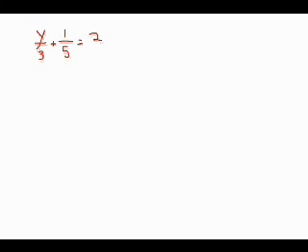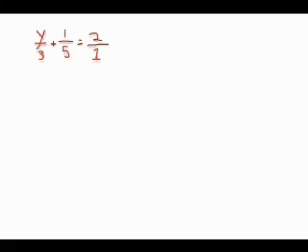Now, you'll notice right off the bat here that on the right-hand side, we just have 2. That's not written as a fraction yet, but we need all of the terms to have a common denominator. So in other words, we need to write 2 as a fraction. Anytime you have a whole number, and you want to write it as a fraction, it's over 1. 2 over 1 means 2 divided by 1, and 2 divided by 1 is the same as 2. So 2 is the same as 2 over 1.